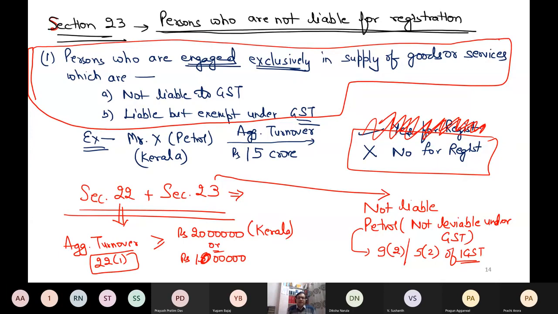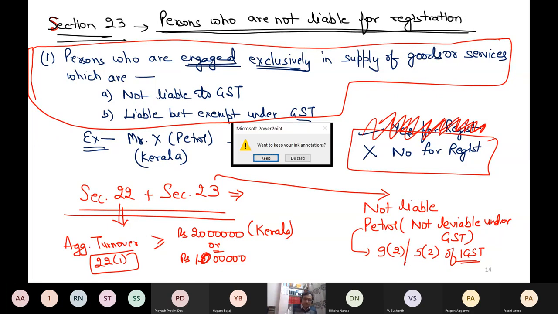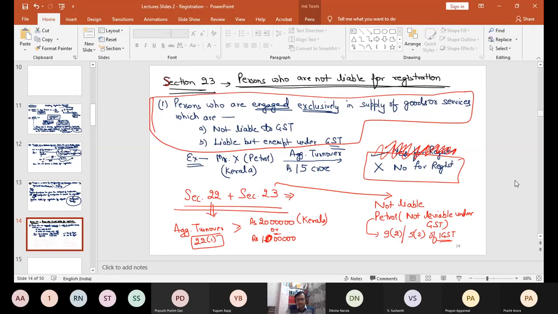Whenever you are engaged in supplying products or services which are not liable to GST, or liable but exempt under GST, you are not supposed to take registration. Why will I check the aggregate turnover limit? It is not required. Please raise your hand if this point is clear.